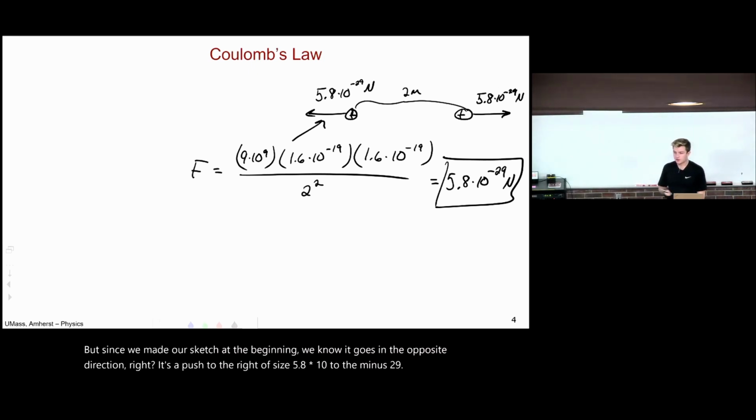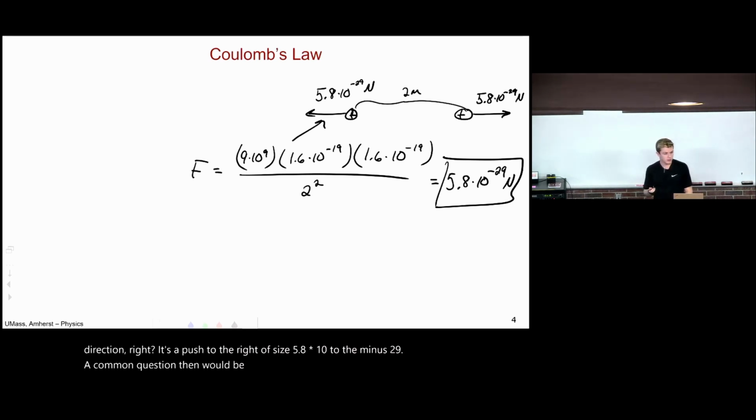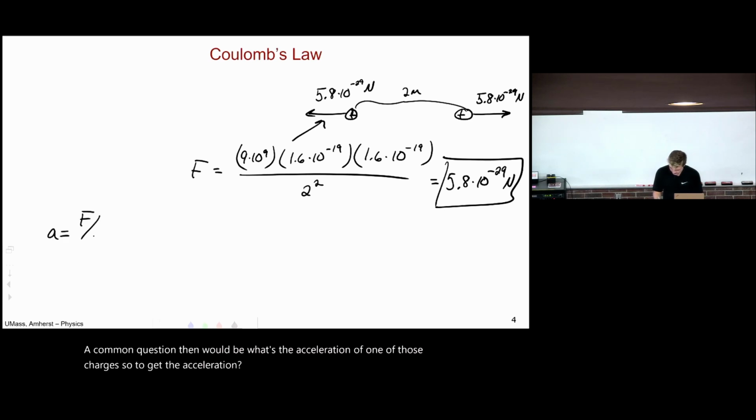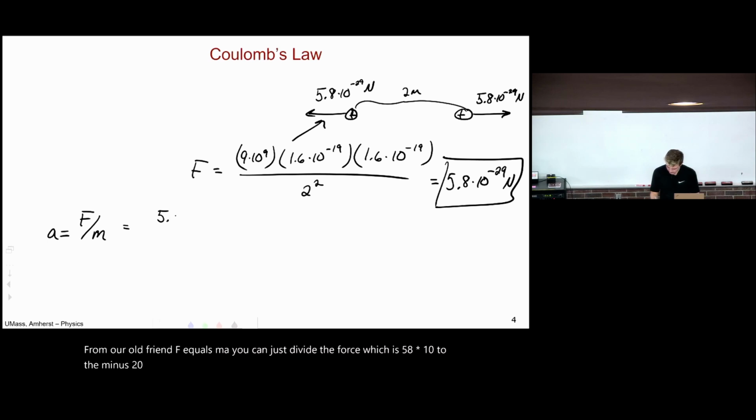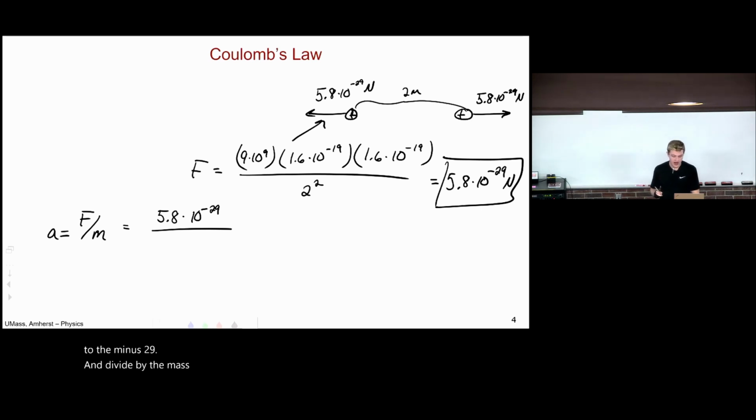A common question then would be, what's the acceleration of one of those charges? So to get the acceleration from our old friend F equals ma, you can just divide the force, which is 5.8 times 10 to the minus 29, and divide it by the mass of a proton, which I have written down.